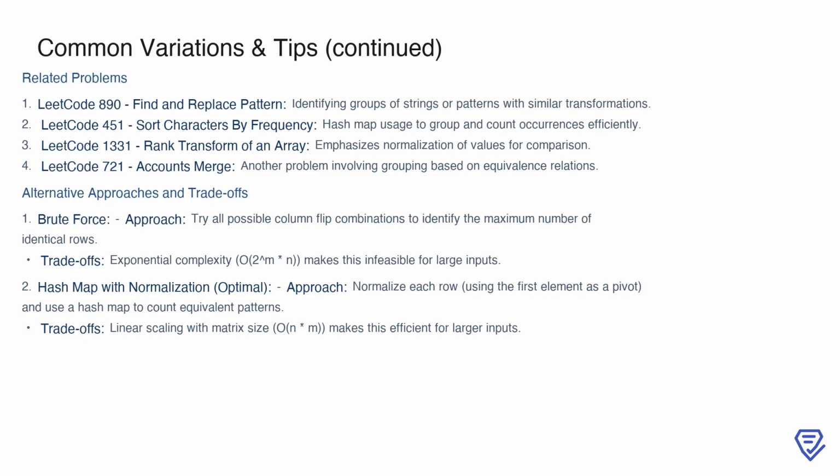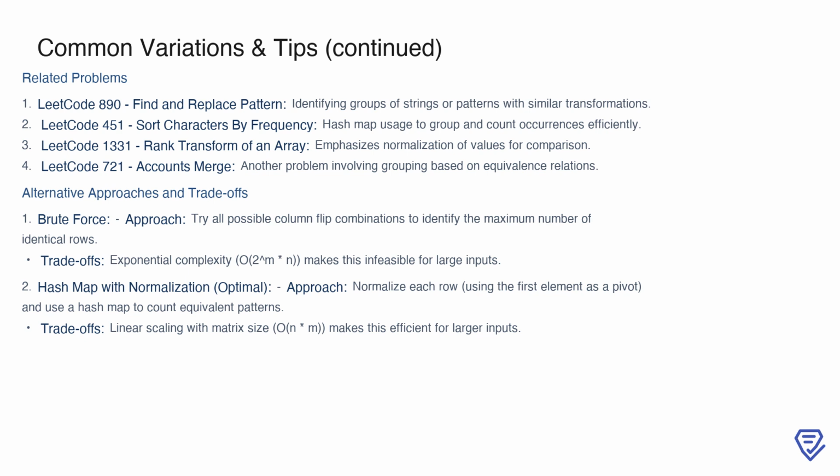This problem shares similarities with other challenges, so understanding related problems can deepen your grasp of the concepts. For instance, LeetCode 890, Find and Replace Pattern, involves grouping strings with similar transformations. Similarly, LeetCode 451, Sort Characters by Frequency, leverages hash maps to count occurrences efficiently, and LeetCode 1331, Rank Transform of an Array, highlights the importance of normalization for comparison. Another related problem, LeetCode 721, Accounts Merge, focuses on grouping data based on equivalence relations.